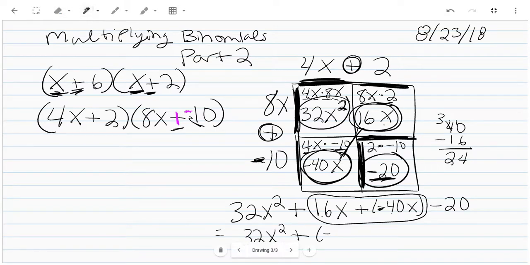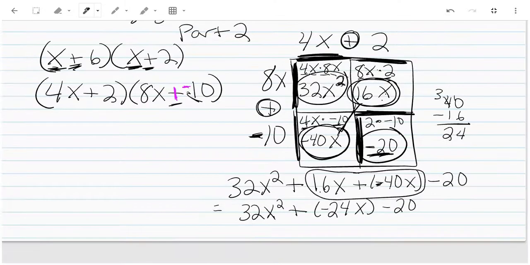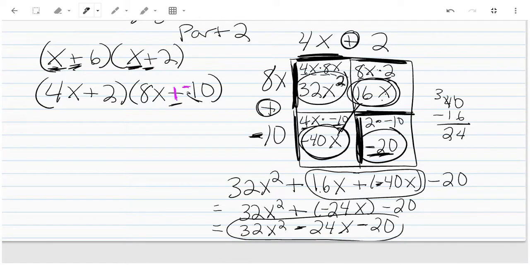It's negative 24x and then minus 20. And so we can clean that up a little bit more like a mathematician would do and have 32x squared, not plus negative 24x, that's correct, but they're going to say minus 24x and then minus 20. So that is my product to this up here.